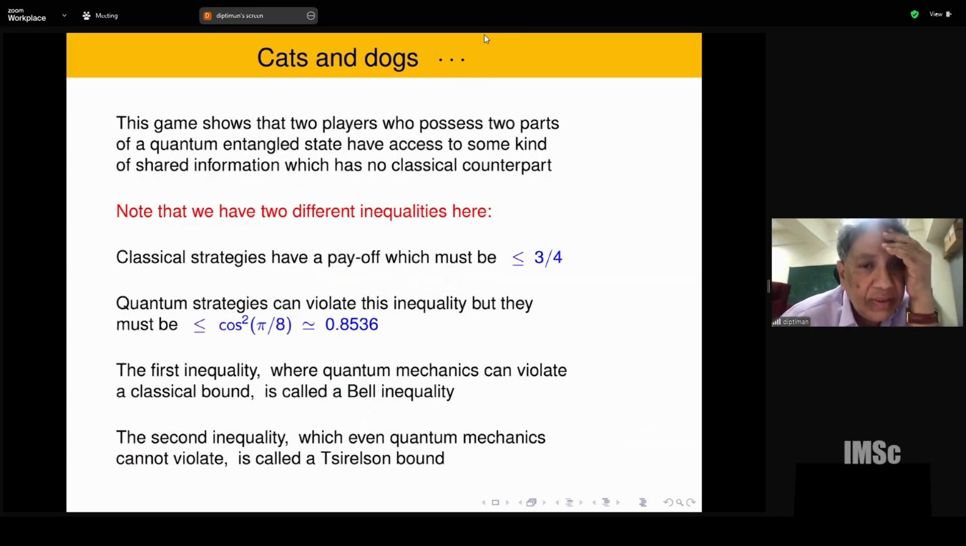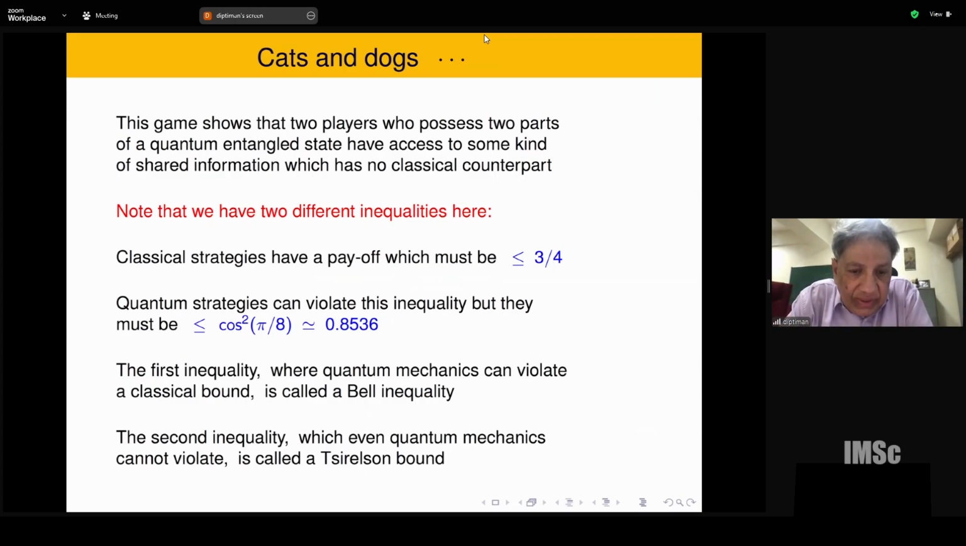Now, this game shows something very interesting, that 2 players who possess a quantum entangled state have access to some kind of shared information which has no classical counterpart. Okay, so it's very hard to put your finger on where exactly they shared the information. You can't really answer the question in a simple way. But they shared the information simply by virtue of the fact that there's a third person who produced a spin singlet state and then gave one of those 2 spins to player 1 and the other spin to the other player. And just this act of sharing a spin singlet state gives them some extra resource which doesn't exist classically.